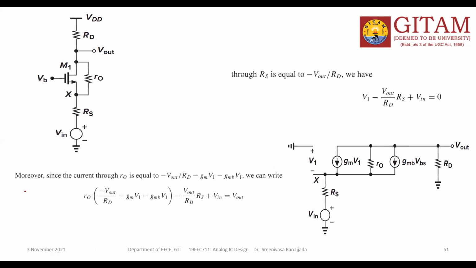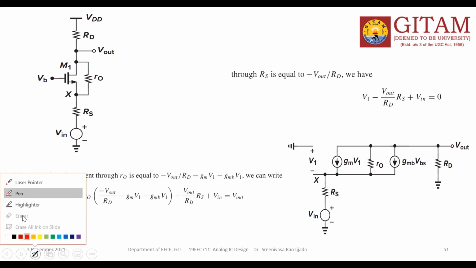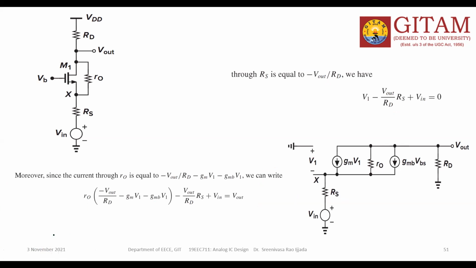moreover, I'm talking about the current to this R naught. What is the current to the R naught? So you can write the current to the R naught. The same current here, this current and this current and this current, 3 currents are adding, which is equal to this current. So we can write this current minus these 2 currents is nothing but the current to the R naught.